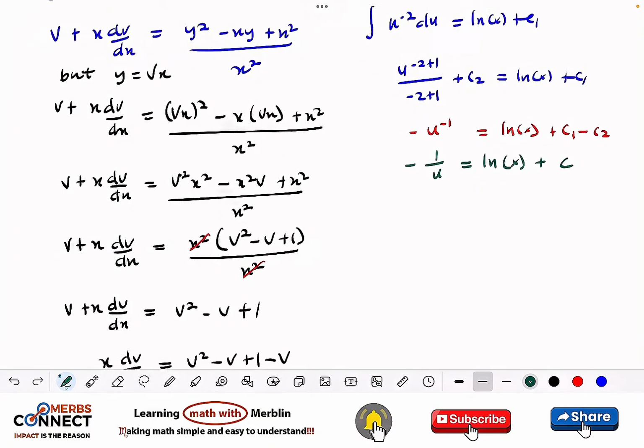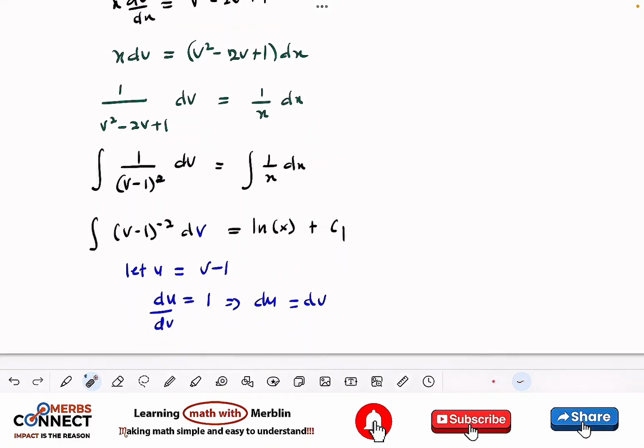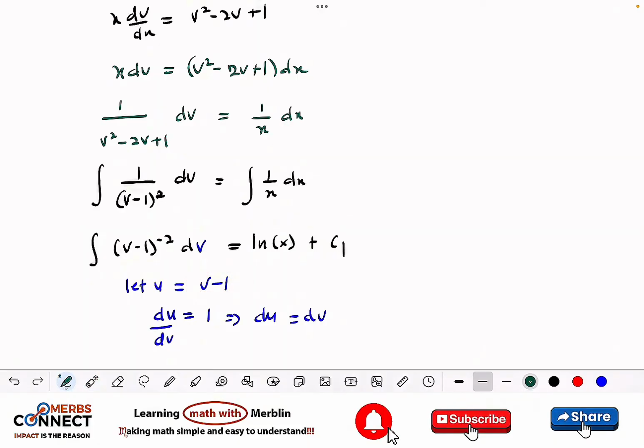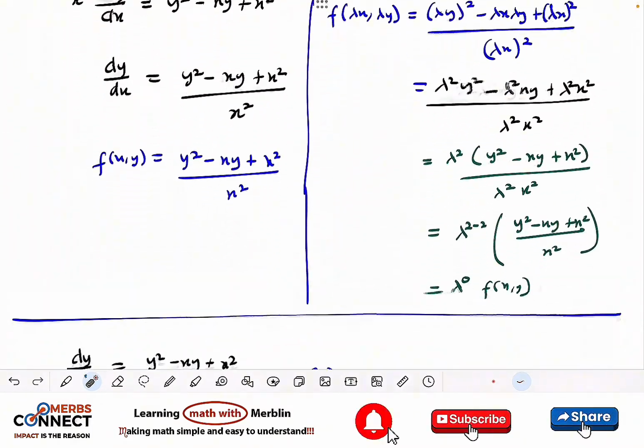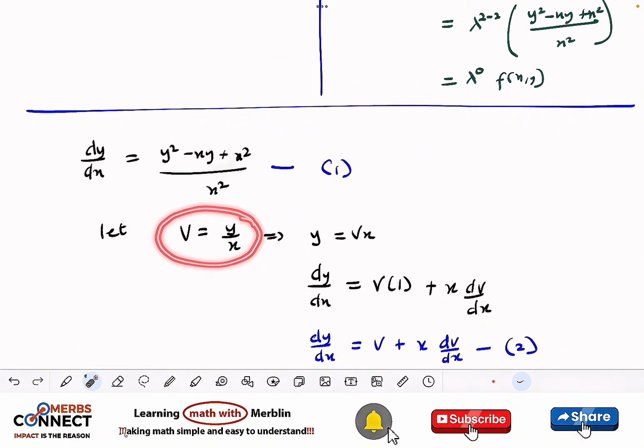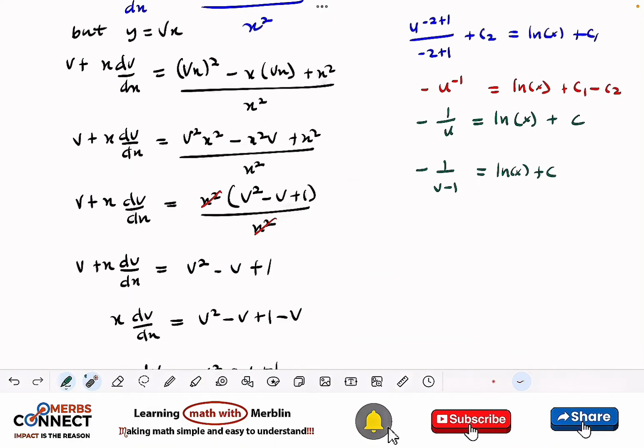But what is u? We know that u is v_n minus 1. So let's do that. u is v_n minus 1. So this is going to be 1 divided by v_n minus 1, which is equal to this. But whenever we have our general solution, we have it in terms of x and y, so we need to take out the v_n. What was v_n? v_n is equal to y over x. So we are going to have minus 1 divided by y over x minus 1, which is equal to the natural log of x plus c.